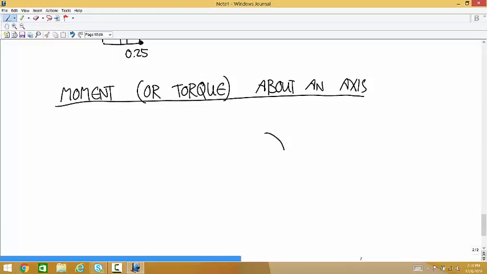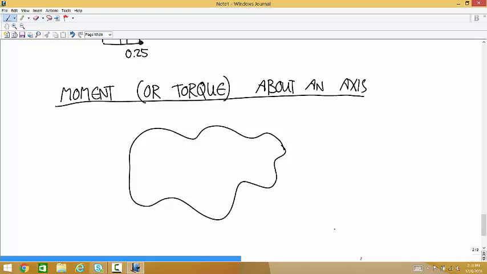Okay, so say you have some body. Let's say this is the axis. And at some point P, there's a force applied. And so let's draw a line between the axis and this point P. And let's say that the force that's applied at P is perpendicular to that line.